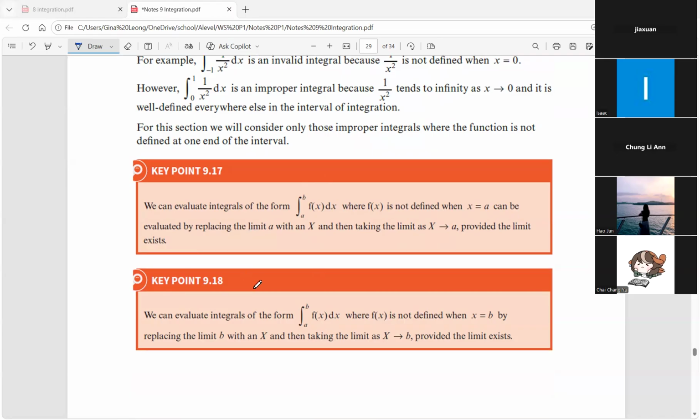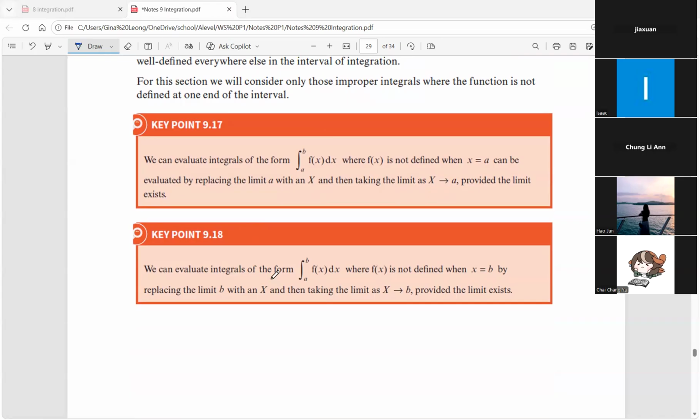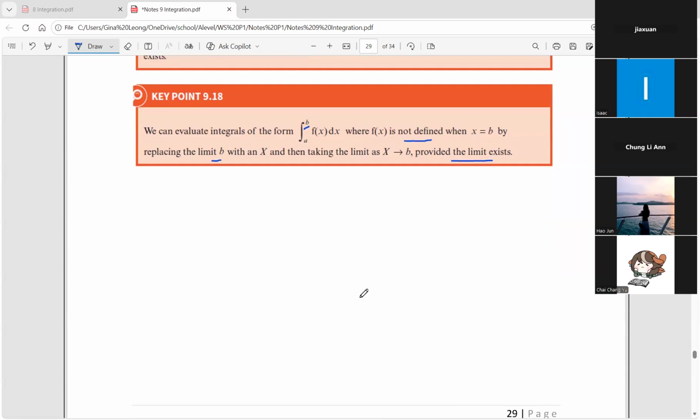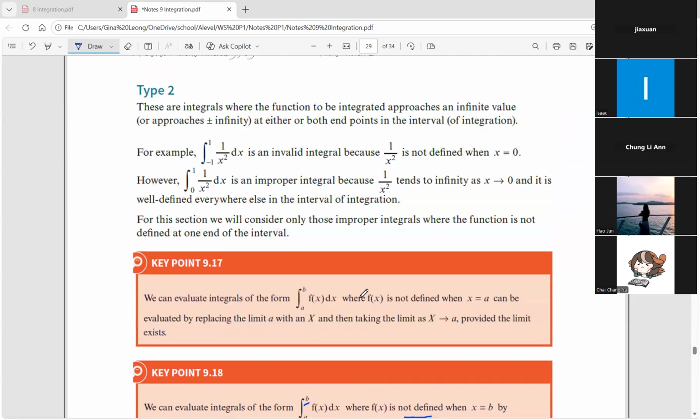Another key point: when you want to integrate from a to b, and f(x) is not defined when x equals b, you replace the limit b with x, where x approaches b, so that the limit exists. So we go for the question now, because you will be very confused.